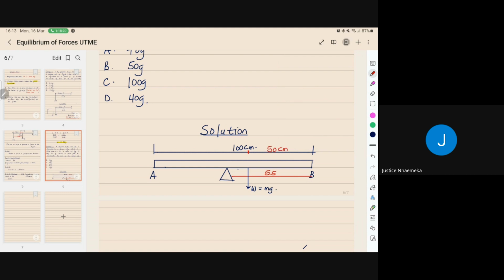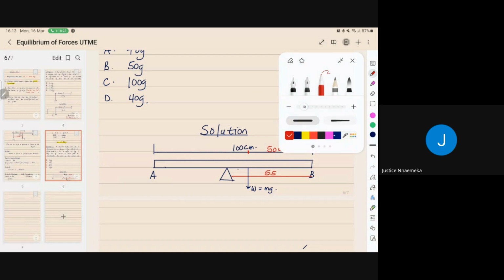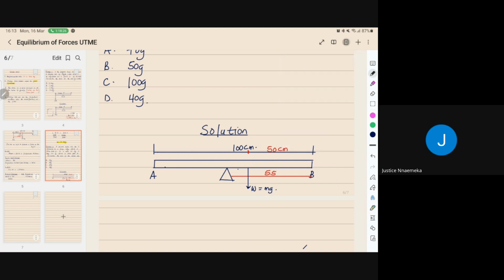But the distance from here through to this place is 50 centimeter. So someone will agree with me that if that's the case, the distance of the weight from the fulcrum is going to be 5 centimeter. So it didn't end there actually. It didn't just end there.